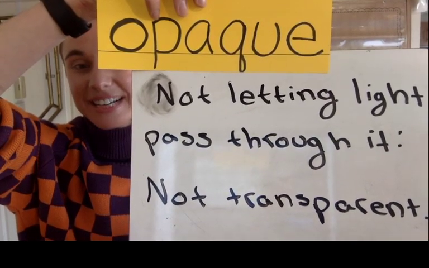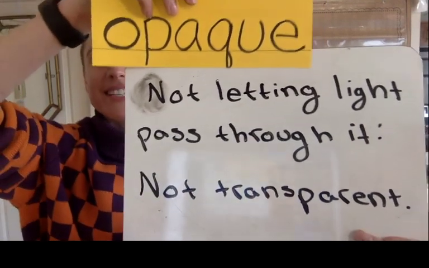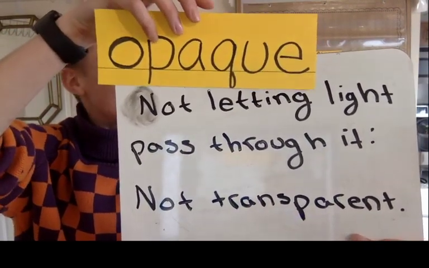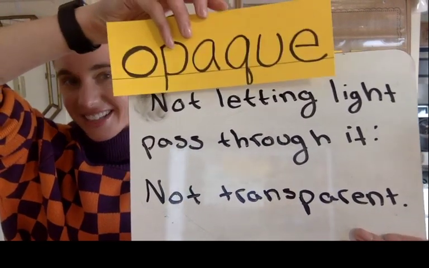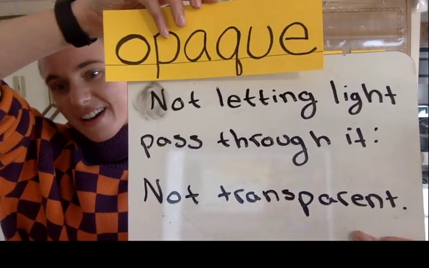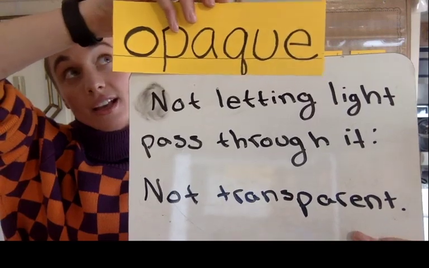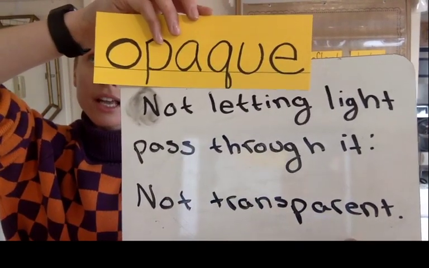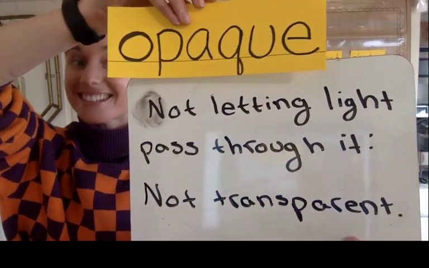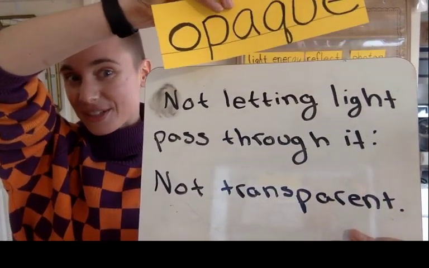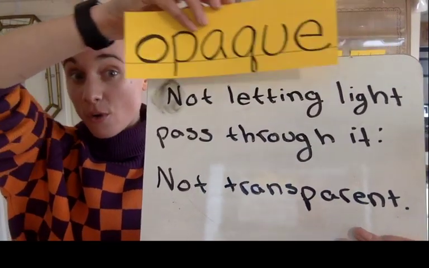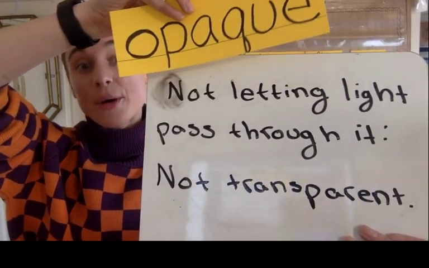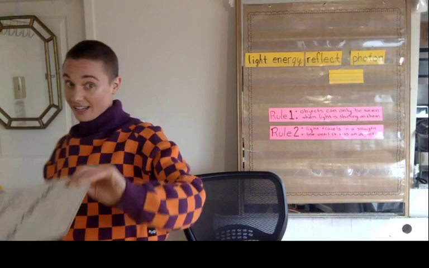Not letting light pass through it. Not transparent. I will give you 30 more seconds. 30, 29, 28. And remember, if you finish early, please give examples and then you can draw a picture. 27, 26, 25, 24, 23, 22, 21, 20, 19, 18, 17, 14, 13, 12, 11, 10, 9, 8, 7, 6, 5, 4, 3, 2, 1, 0. Beautiful. I will make sure that I email that definition to you as well if that was not enough time.